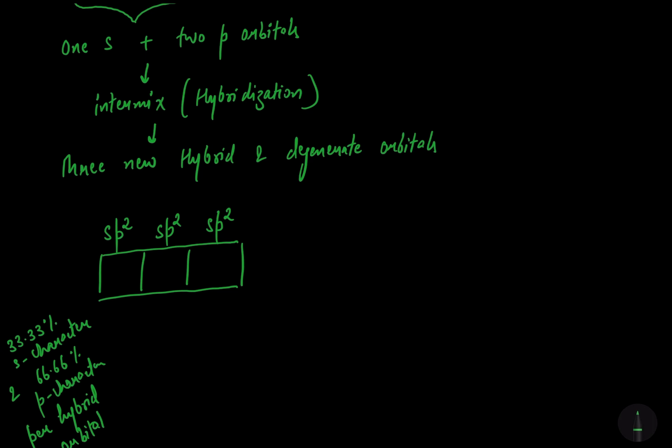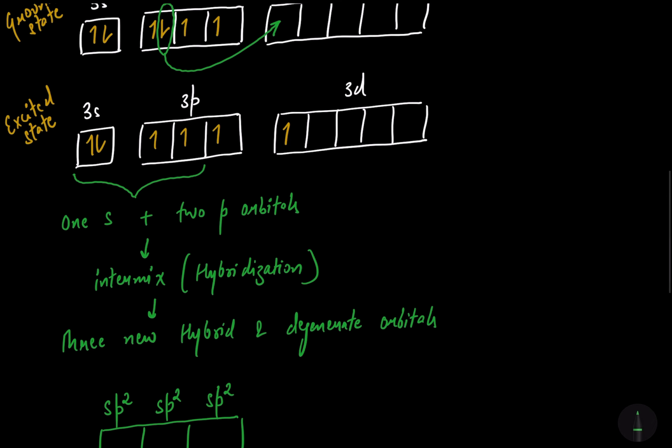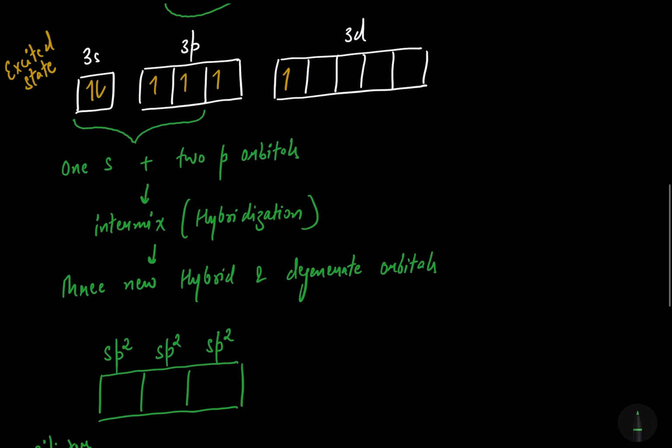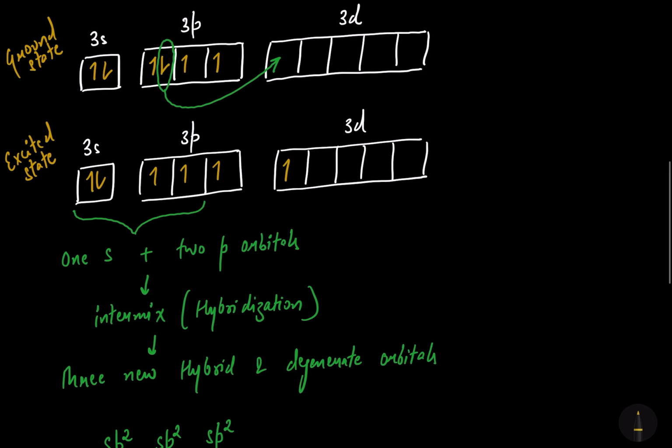Now, the three atomic orbitals that we have mixed, we were having a total of 4 electrons in them. The 2 electrons in 3s and 1 electron in 3p orbital. So we were having a total of 4 electrons. Let me show you. We were having 2 electrons in 3s and 1 electron in p orbital. So we were having a total of 4 electrons.